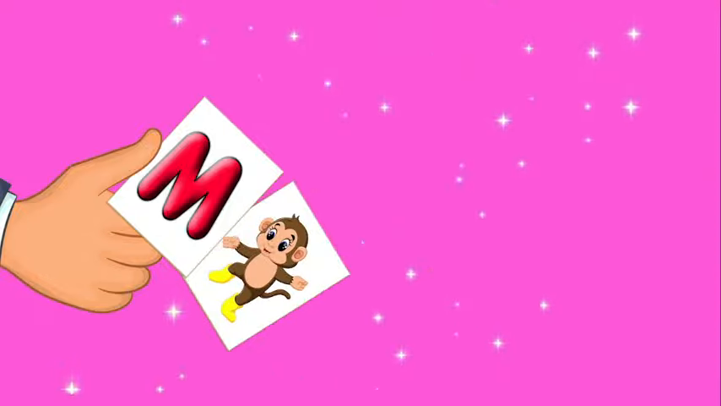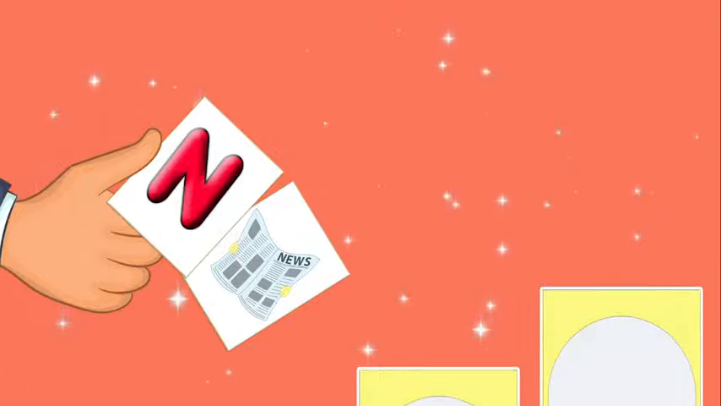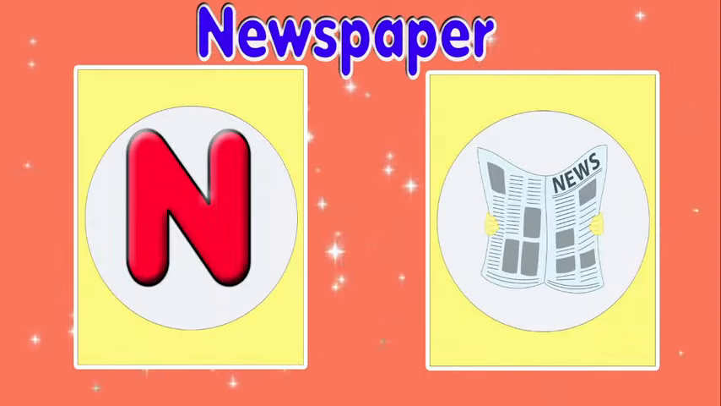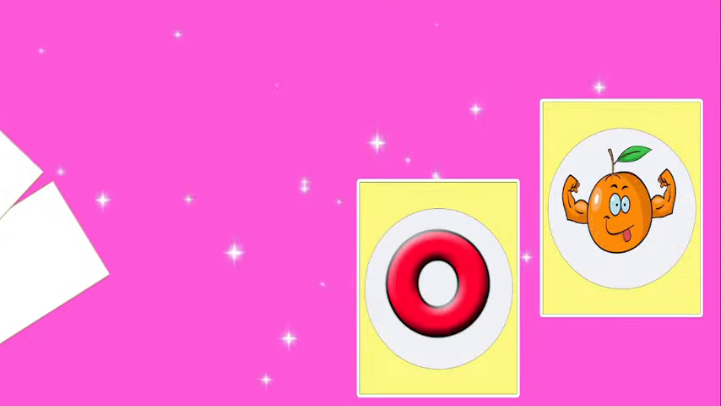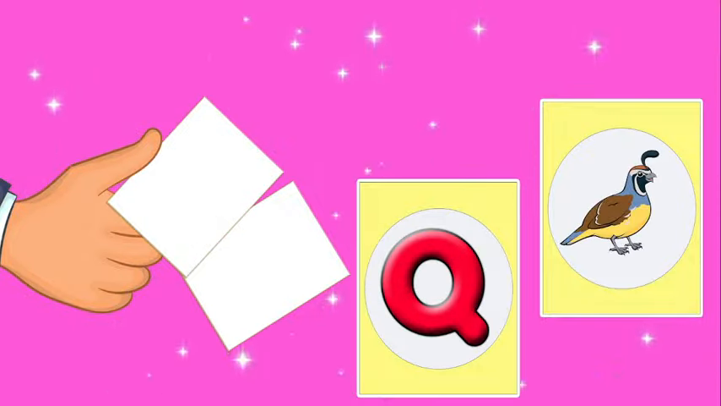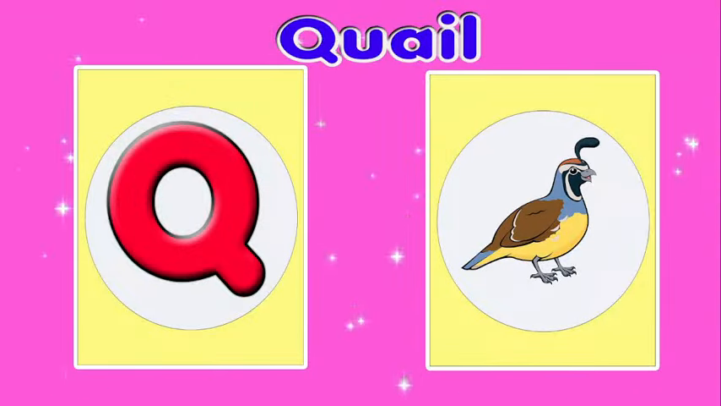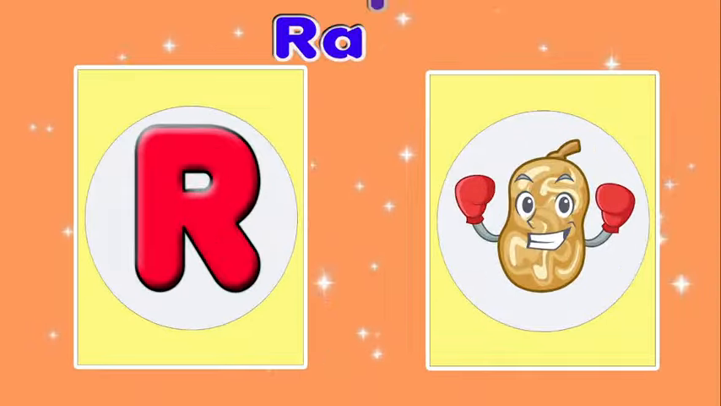M, monkey. M for monkey. N, newspaper. N for newspaper. O, orange. O for orange. P, pot. P for pot. Q, quail. Q for quail. R, rising. R for rising.